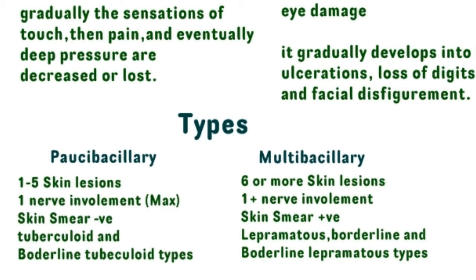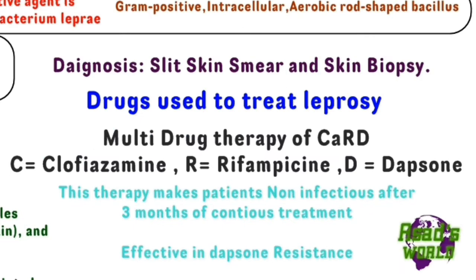In paucibacillary, the skin smear will be negative, and it is seen in two types of leprosy, that is tuberculoid leprosy and borderline tuberculoid leprosy. In multibacillary, you will find the skin smear to be positive, and lepromatous, borderline lepromatous types come into this. Now, how to diagnose this? The main diagnosis can be made clinically by judging the signs and symptoms, and the other diagnostic tests are slit skin smear and skin biopsy.